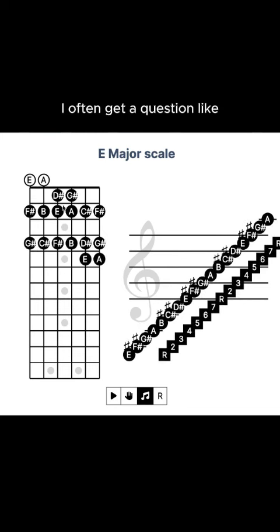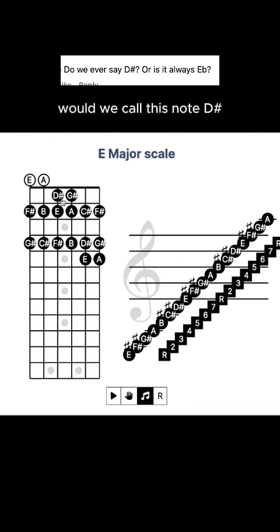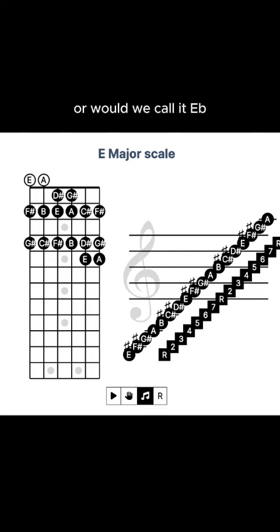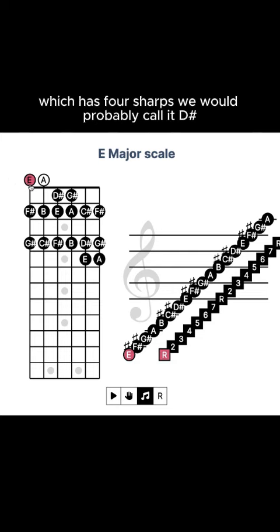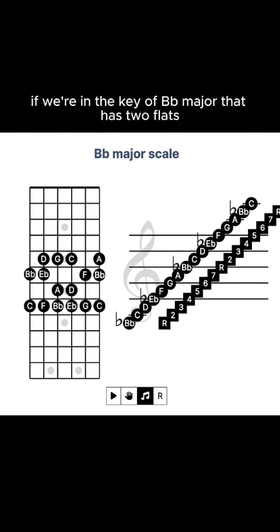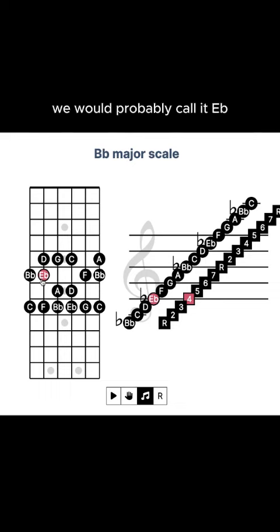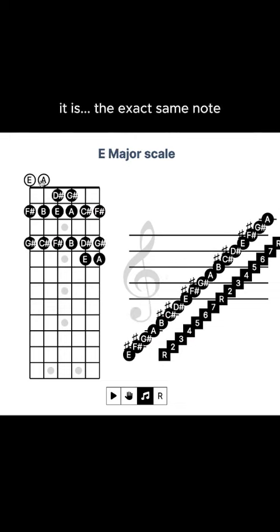I often get a question like, would we call this note D sharp or would we call it E flat? If we're in the key of E major, which has 4 sharps, we would probably call it D sharp. If we're in the key of B flat major that has 2 flats, we would probably call it E flat. As you can hear, it is the exact same note.